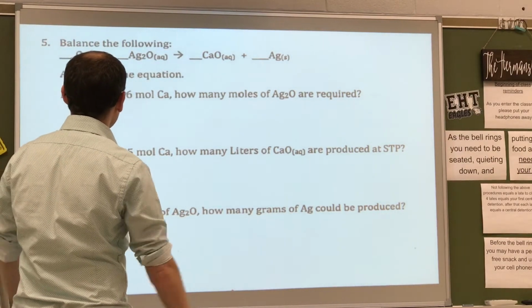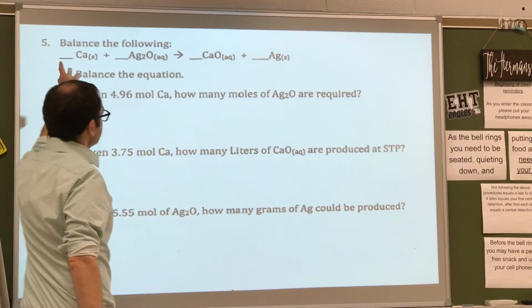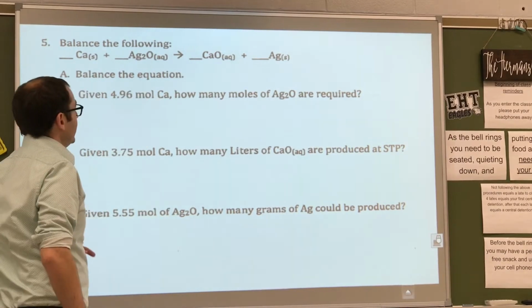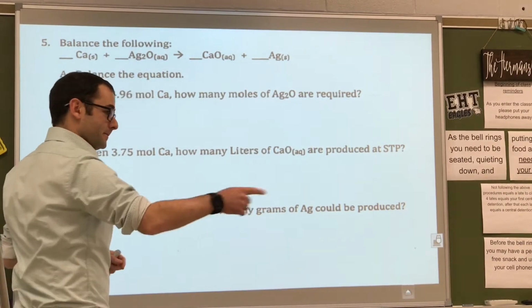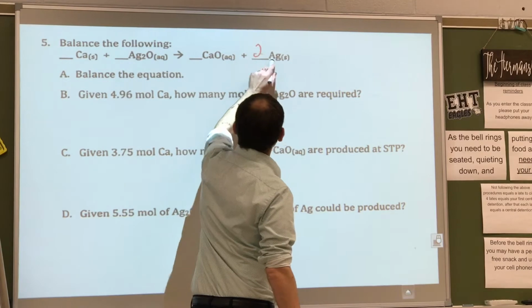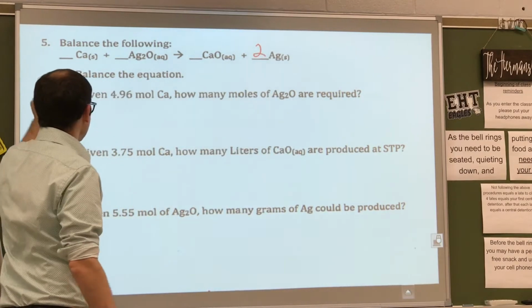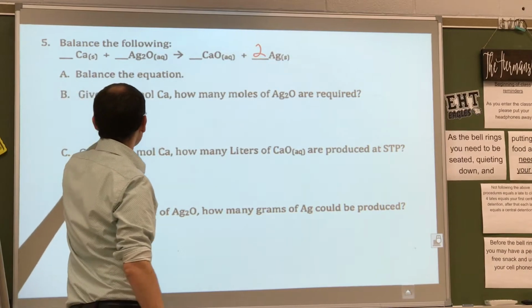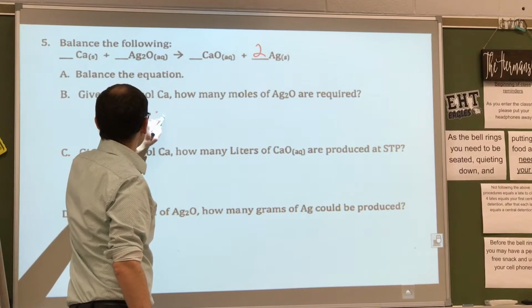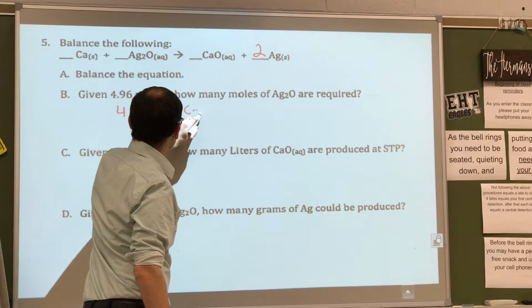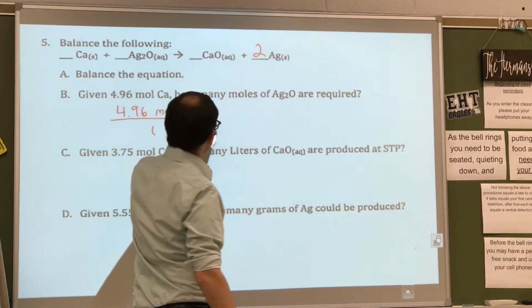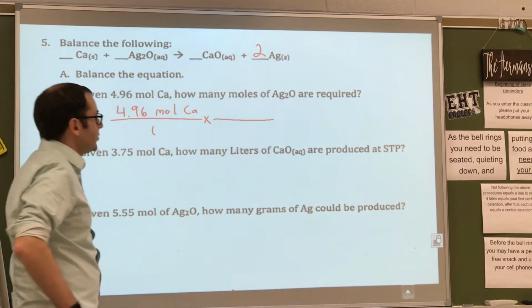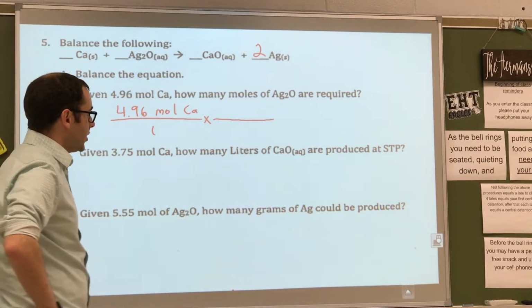Okay, so let's roll through this. Did anybody balance this already? What do we need to do? Good. 2 in front of the Ag. All right, so we balance the equation. Given 4.96 moles of calcium, how many moles of Ag2O, or silver oxide, are required?